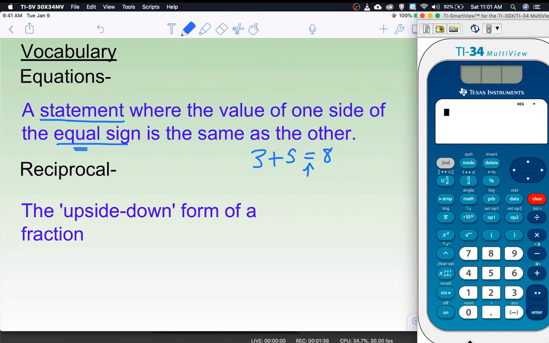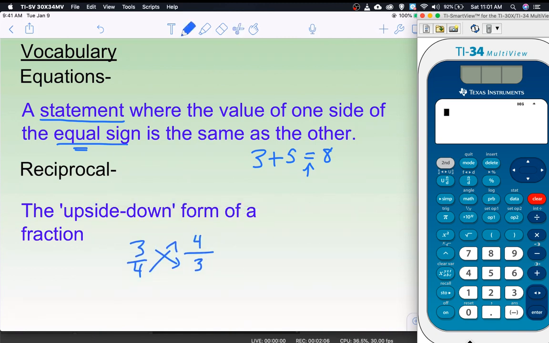The second word there is reciprocal. The reciprocal is the upside down form of a fraction. If you take a fraction and you flip it over, that's a reciprocal. So if I have the fraction, say, 3/4, and I flip it, I move the numerator to the denominator and the denominator to the numerator, I would get the fraction 4/3. That is the reciprocal.